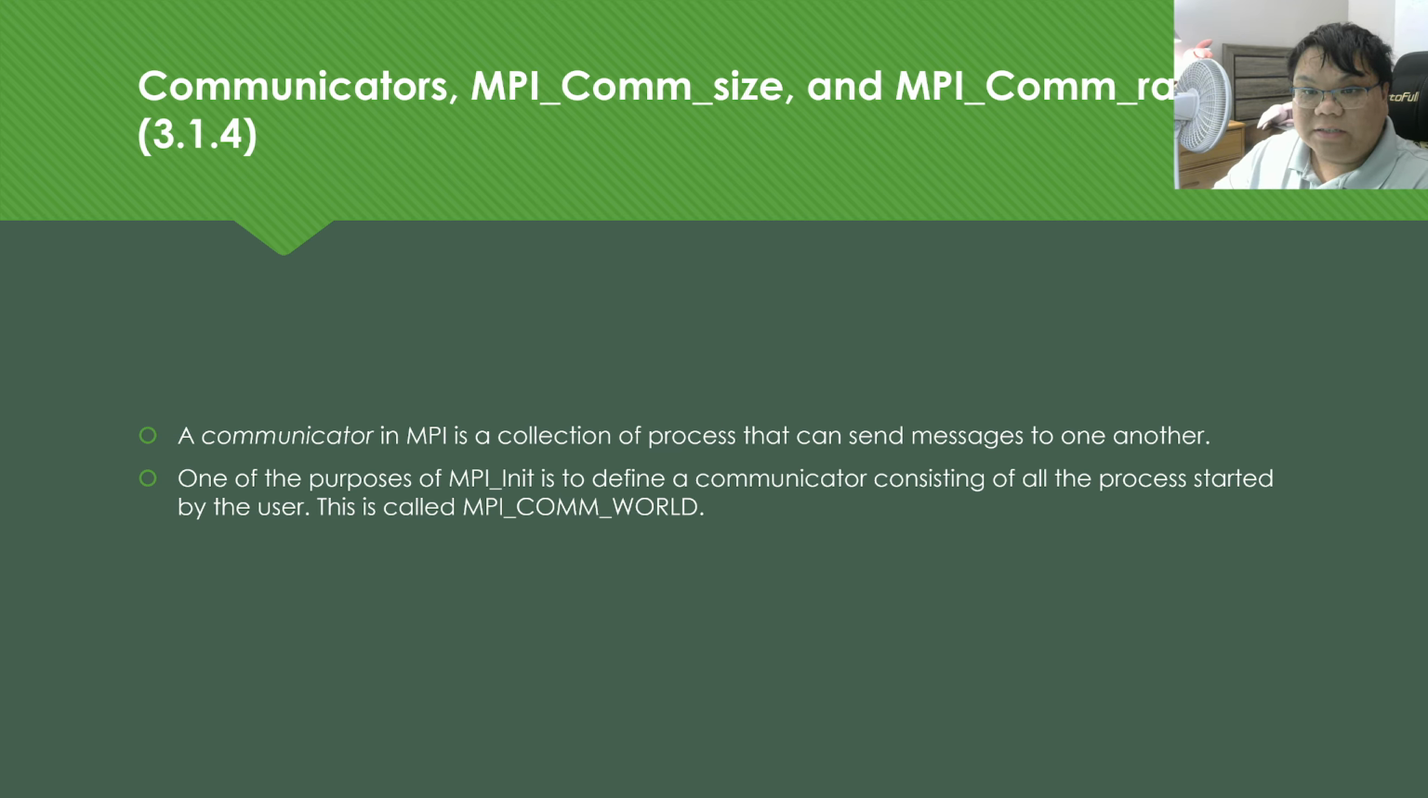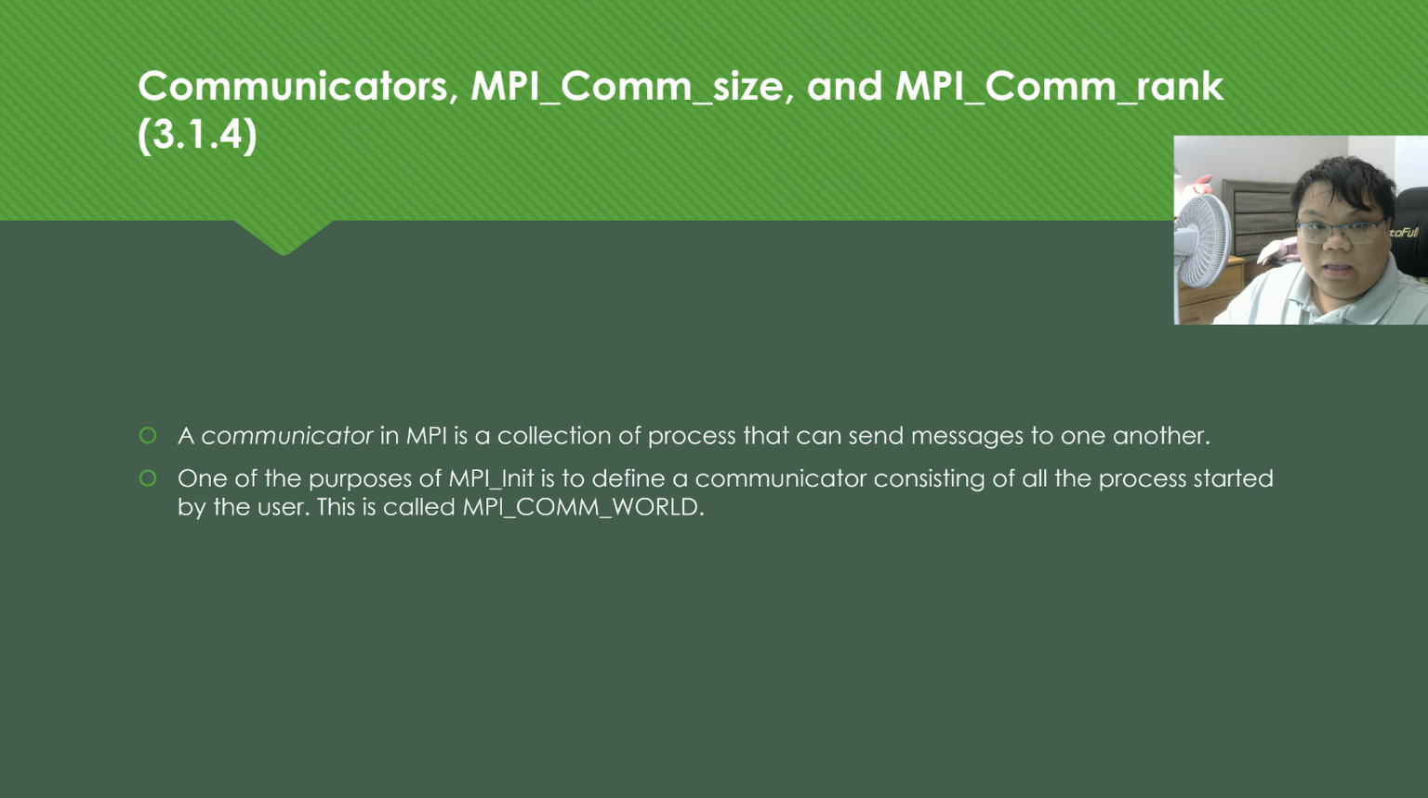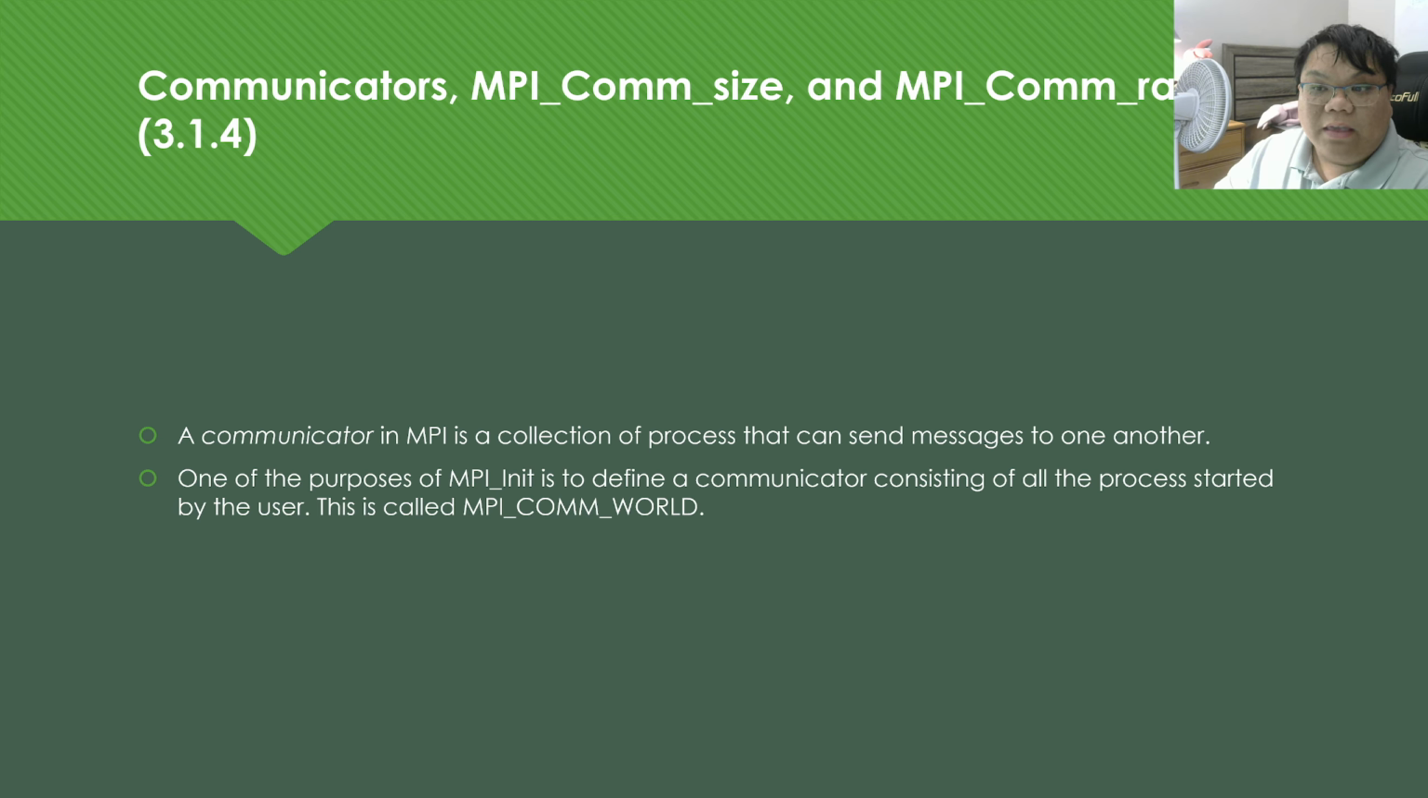The second pair of functions to talk about are MPI_Comm_size and MPI_Comm_rank. In OpenMP, there's a pair of functions with near identical names: omp_get_num_threads and omp_get_thread_num. These two MPI functions are analogous to those two OpenMP functions. But we have to talk about what a communicator is. A communicator is just a collection of processes that can send messages to one another.